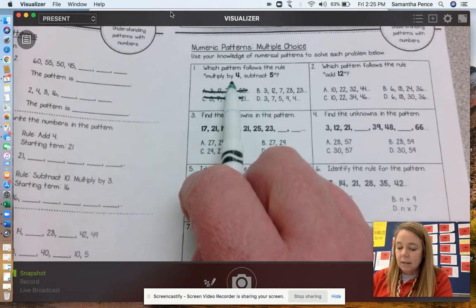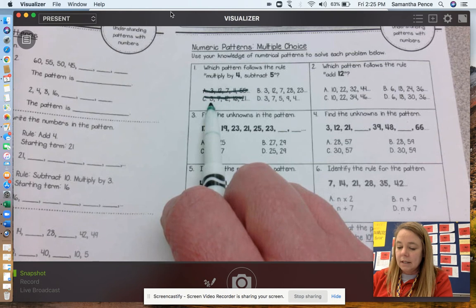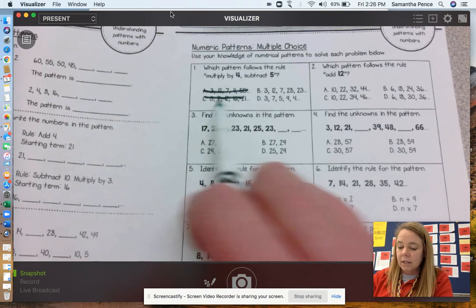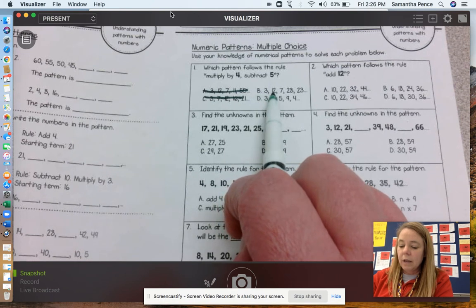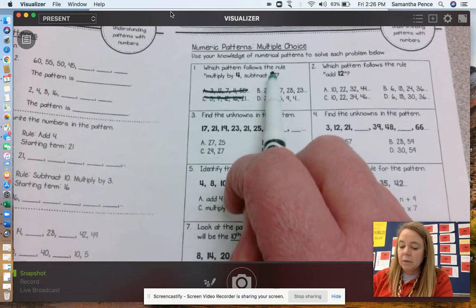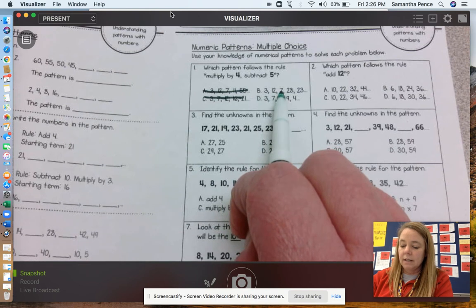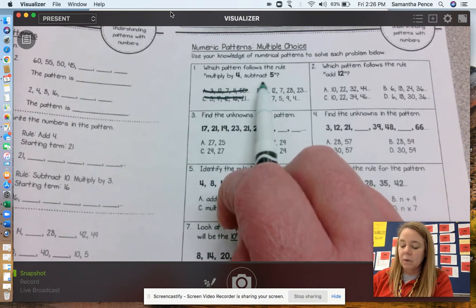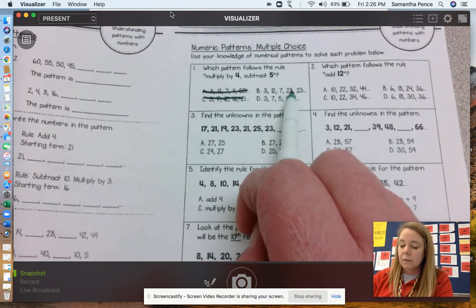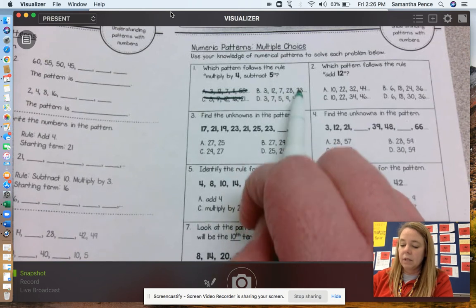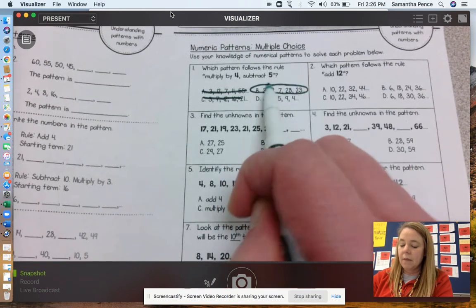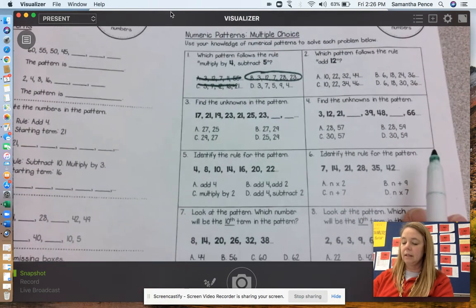So let's go to this next one. Just check. So 3 times 4 is 12. So that's not going to work. Let's try here. 3 times 4 is 12. Yes. 12 minus 5 is 7. Yes. Now we multiply. 7 times 4, 28. Yes. 28 minus 5 is 23. That one's going to follow that pattern. Okay.